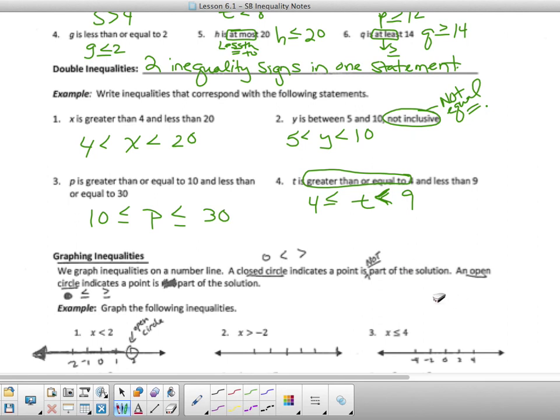Okay, that's the end of the first video. Continue with graphing inequalities in the second video to write down the rest of your notes.